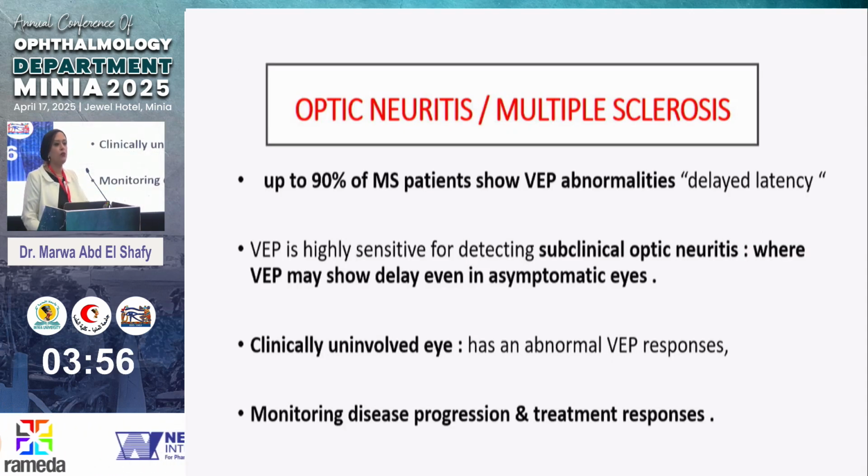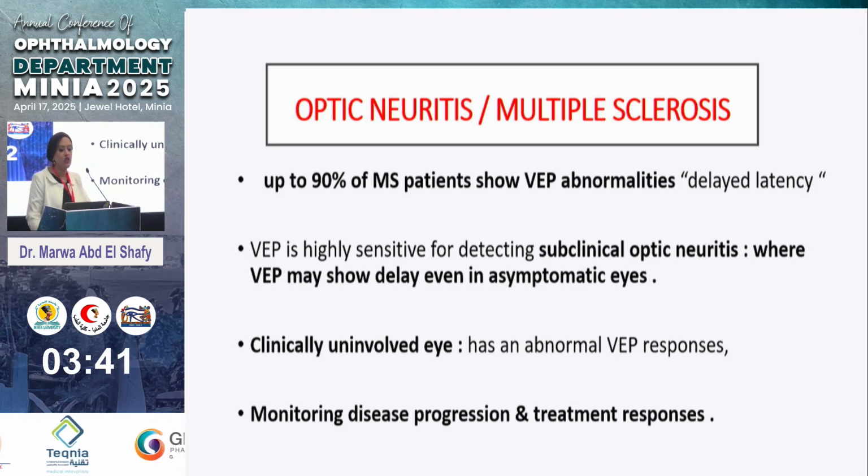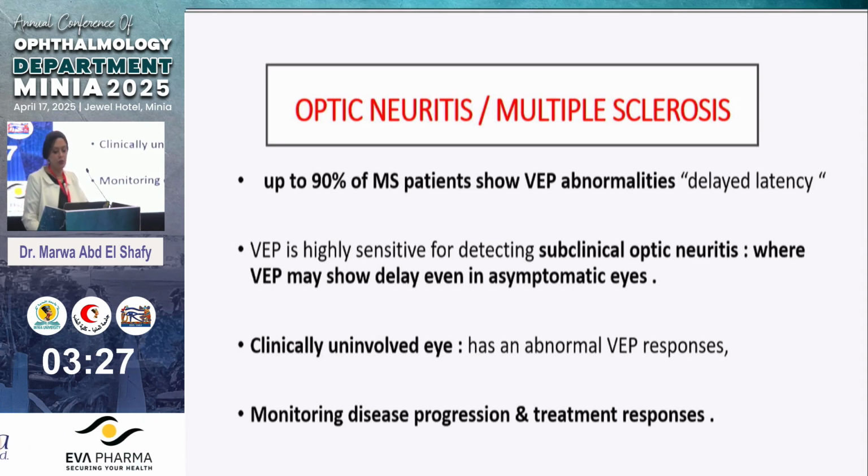So in cases of optic neuritis due to multiple sclerosis, up to 90% of the patients will show VEP abnormalities in the form of delayed latency. And the VEP is highly sensitive for detecting subclinical optic neuritis, where the VEP may show delay even in asymptomatic eyes. The clinically uninvolved eye will also show an abnormal VEP response. And VEP in cases of multiple sclerosis is useful for monitoring disease progression and treatment response.